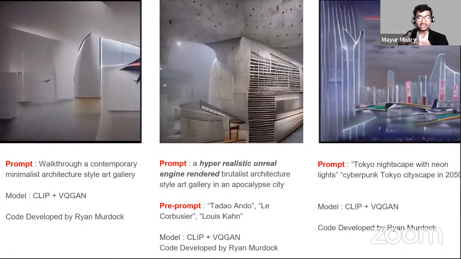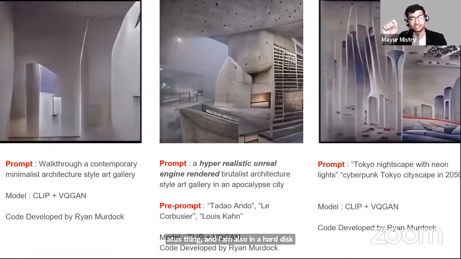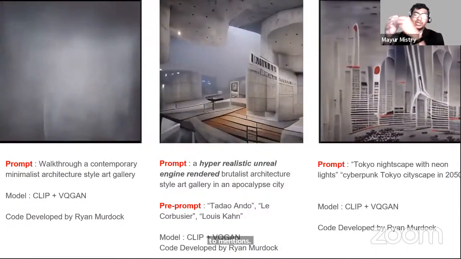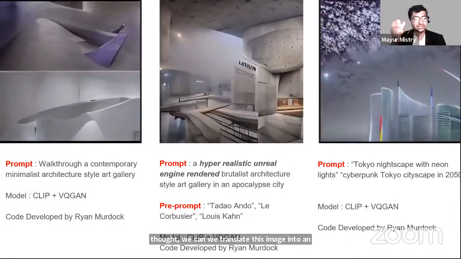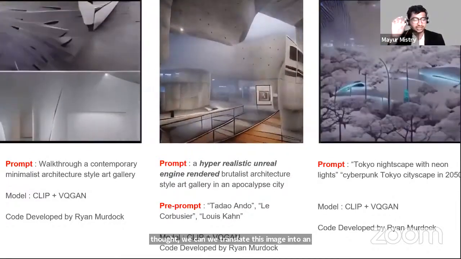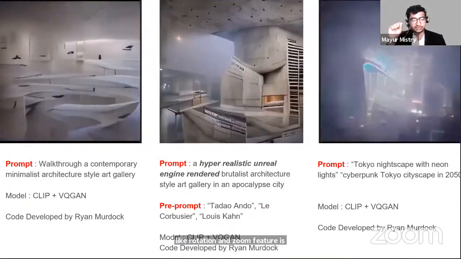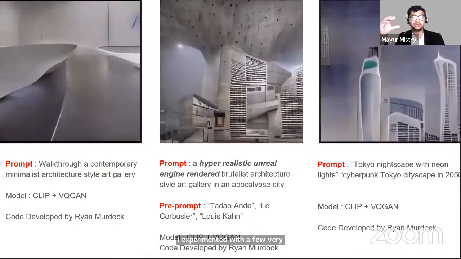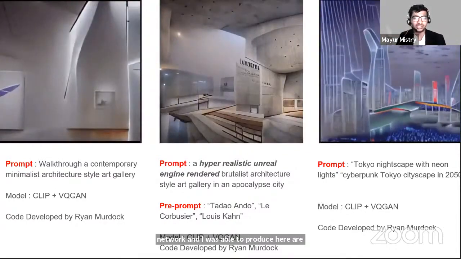Then I started, okay, we have the static thing. And I am also in an AI art Discord group, which Theo mentions, and they were generating this zoom animation, and I thought, wait, can we translate this image into an animation of a walkthrough? Initially, when they had a rotation and zoom feature, I experimented with a few variables in the generative network, and I was able to produce shear or a panning mode in those model architecture.